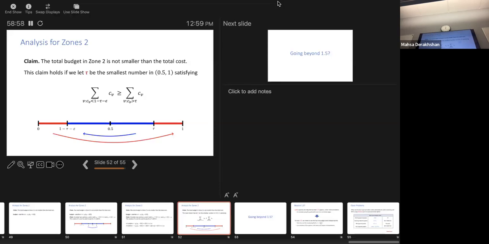Another question? Would things change if you allow adaptive queries? That's a good question. The lower bound should still be n over p, but I don't know if we can even improve. That's interesting.